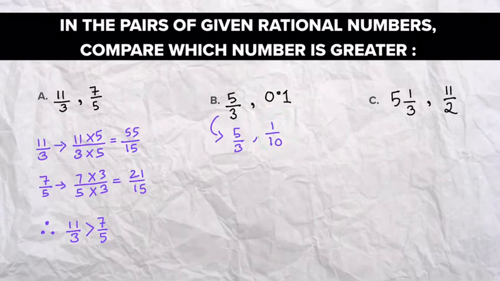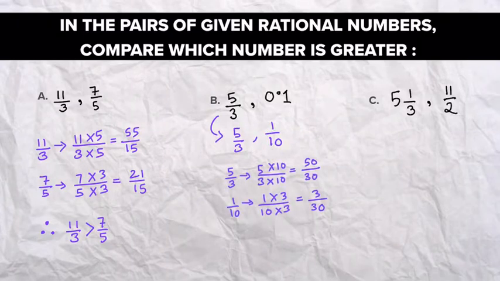Now you can do the comparison. ठीक है, 10 will be multiplied with 5 and 3, and 3 will be multiplied with 1 and 10. So as you can see, we'll be getting rational numbers as 50 by 30 and 3 by 30. अब बताओ कौन सा बड़ा है, 50 by 30 बड़ा है कि 3 by 30 बड़ा है? Obviously 50 by 30 is bigger, है ना, 50 is bigger than 3. So here this number will be greater. Alright, so we can write therefore 5 by 3 is greater than 0.1.